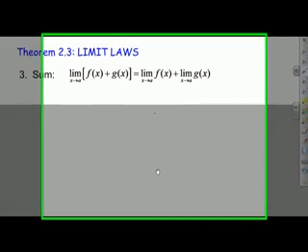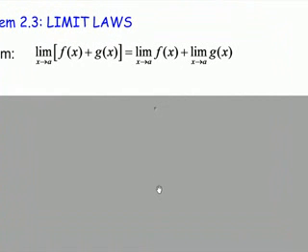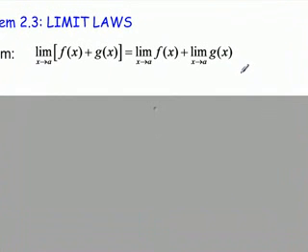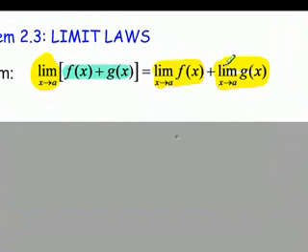I think many of these rules are much easier to remember in words, rather than trying to memorize the mathematical notation. Think of what this is saying in words. The limit of a sum is the sum of the limits. So you take the limit of f of x, you take the limit of g of x, and you add those two limits together. The limit of a sum is a sum of the limits.